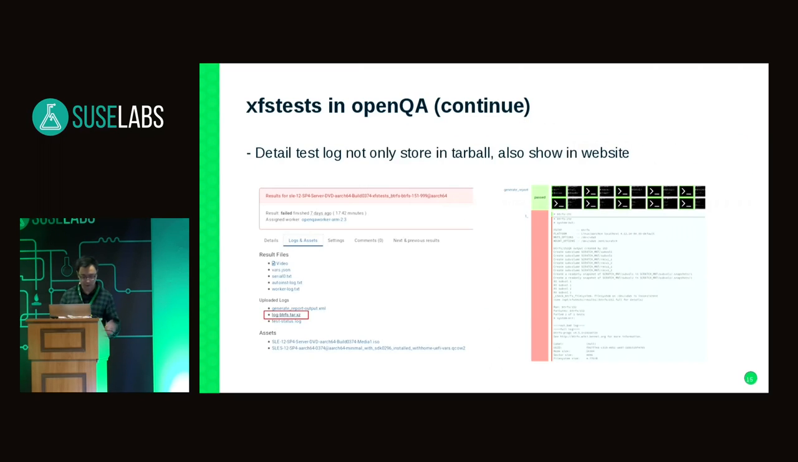If you click the red bubble, you can find there are two types of logs. On the left part, you can download the whole log package in the table. And the other is a new feature to show the important log in the web UI. This makes me more efficient at analyzing these logs.